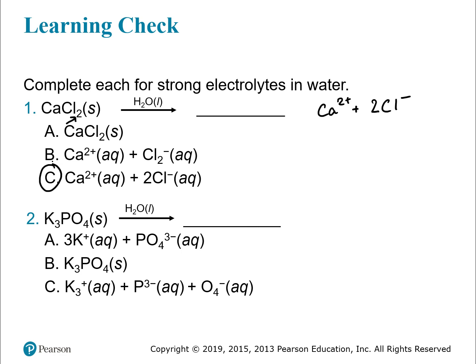Number 2, we've got potassium phosphate. Again, we see a subscript after that potassium. So the potassium ion looks like that. PO4 you need to recognize as phosphate. So don't separate those. That is a polyatomic ion. The only one that looks like that is letter A.